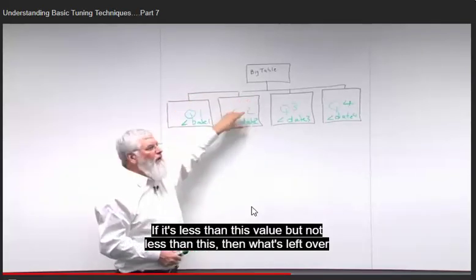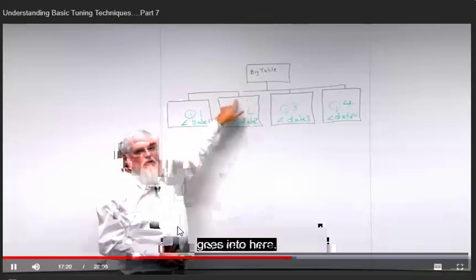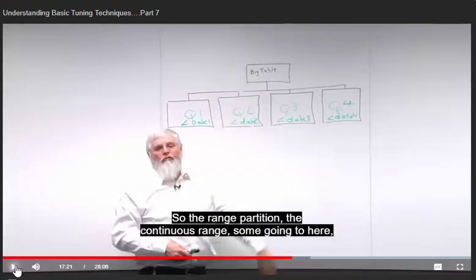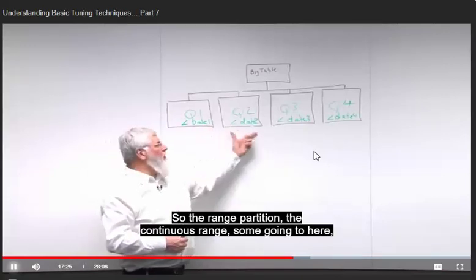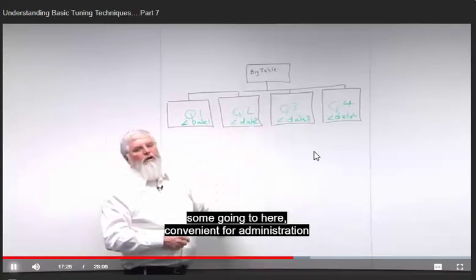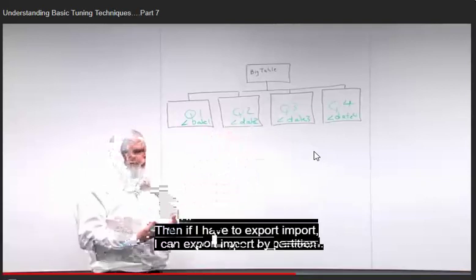Convenient for administration if they were all the same size. Then if I have to export or import, I can export or import by partition. If 4 doesn't make it small enough, you used to have an upper limit of 64,000 partitions. It is now 1,000,000 partitions. So you can have lots of partitions, more than I think anybody will practically use.